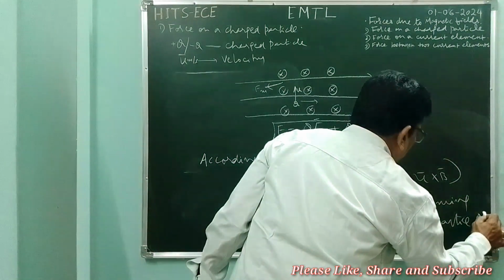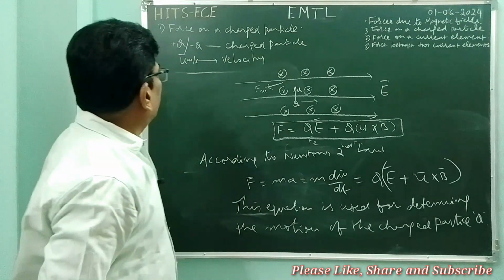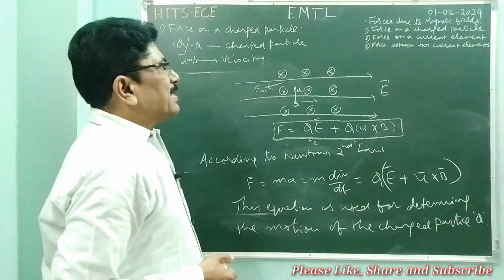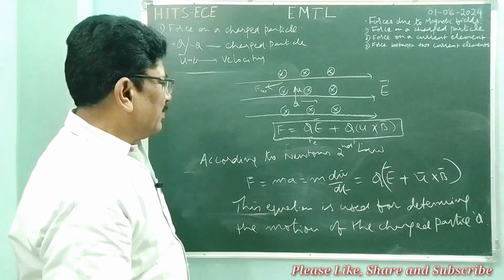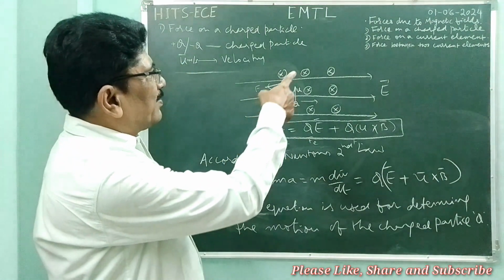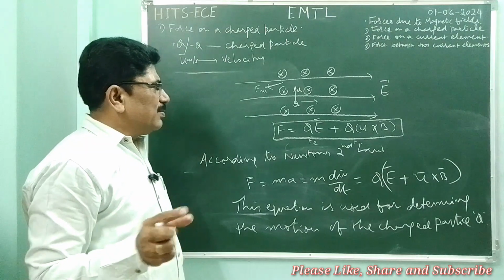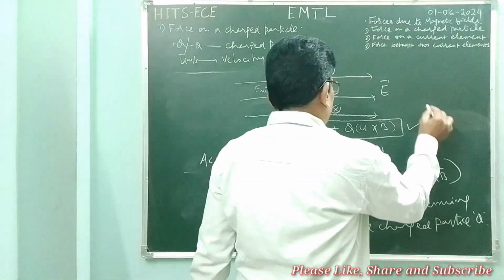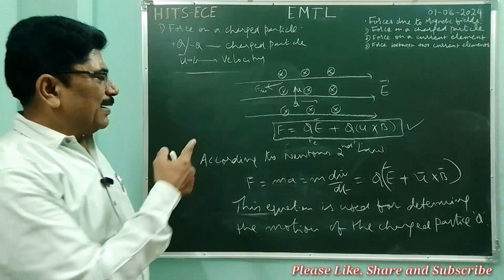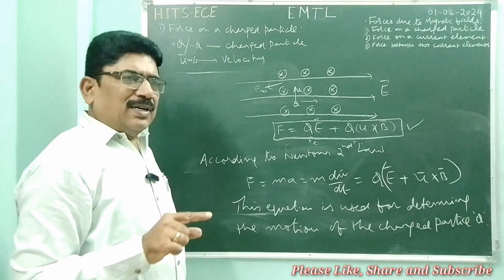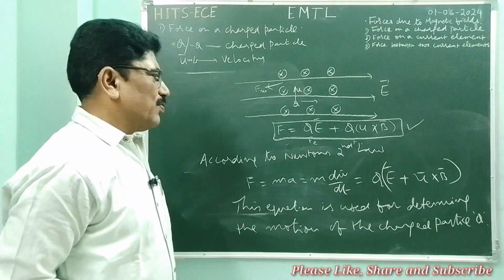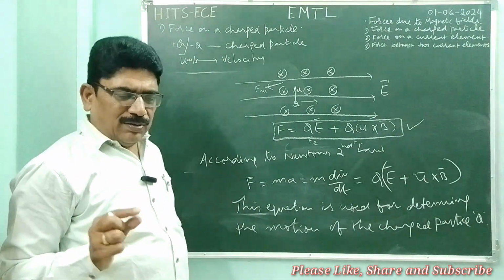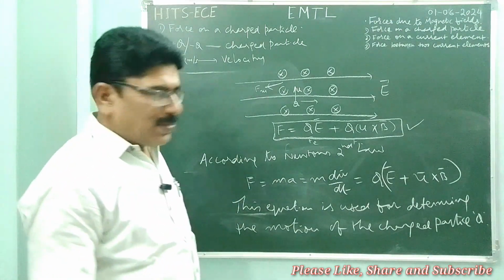Okay, next we'll move on to the second one, force on a current element. For the first point, force on a charged particle, just remember this equation. What is the force on the charged particle in an electric field? What is the force on the charged particle in a magnetic field? Add those two, and it will be equal to the total force. I will also tell you the direction of the force.